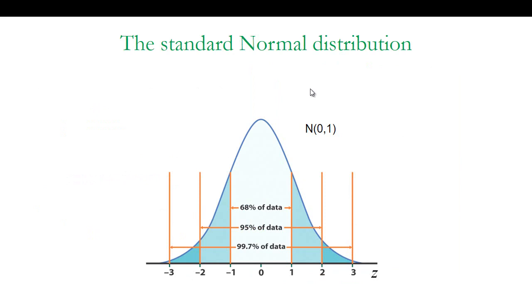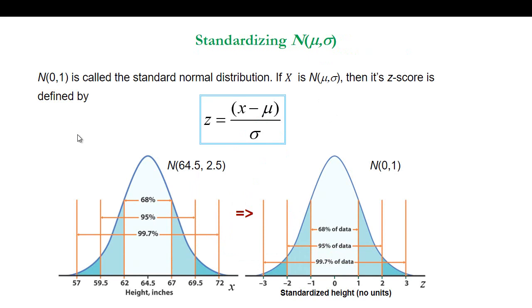The standard normal distribution is the normal distribution where the mean is 0 and the standard deviation is 1. And usually the standard normal variable is denoted by z, or it's called the z-score. So N(0,1) is called the standard normal distribution.